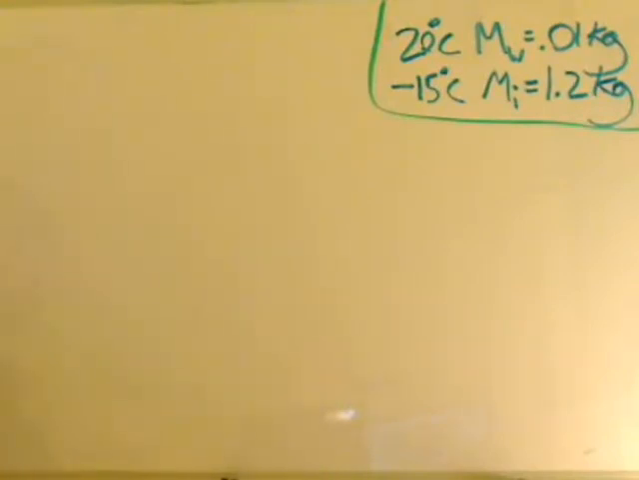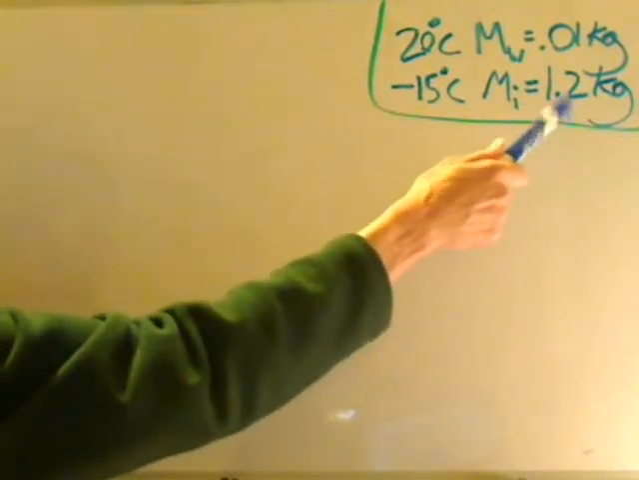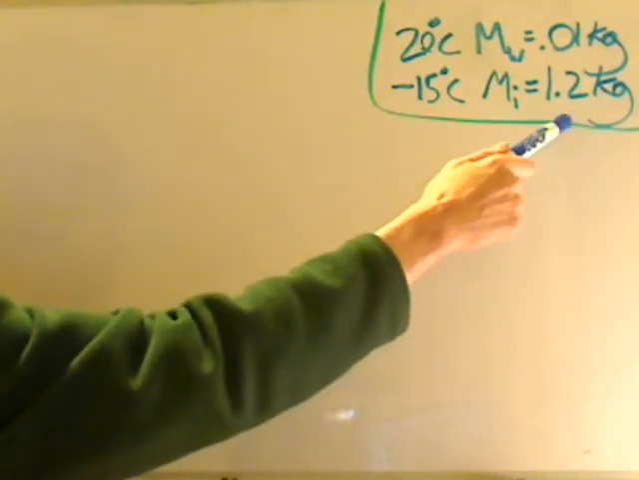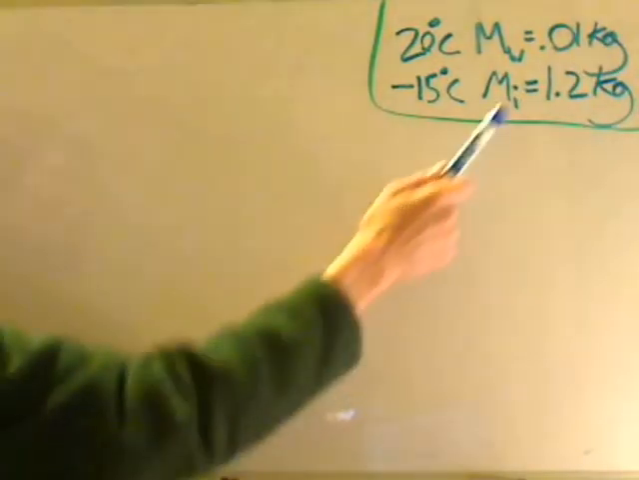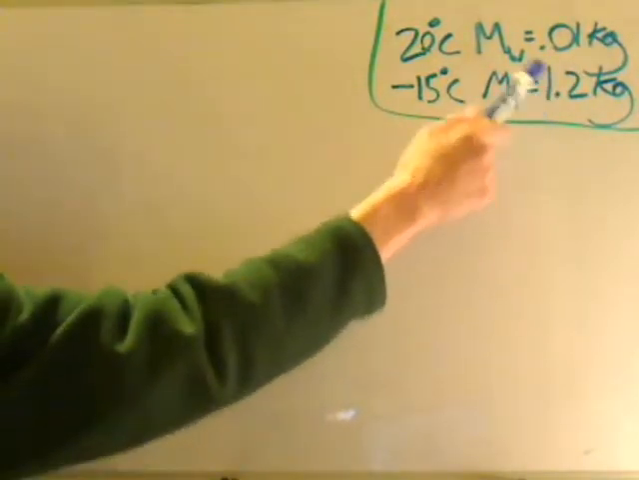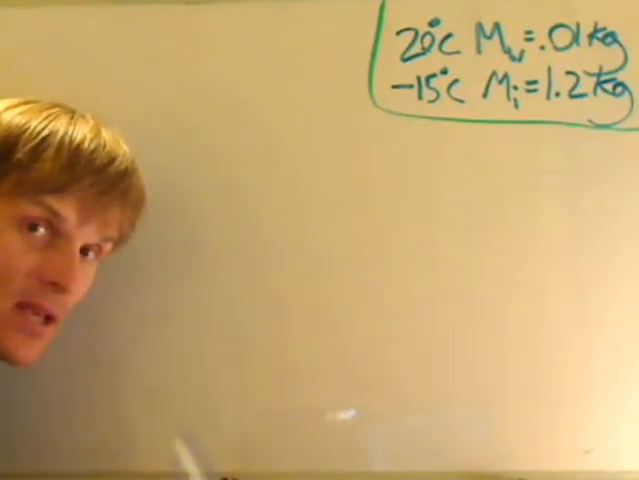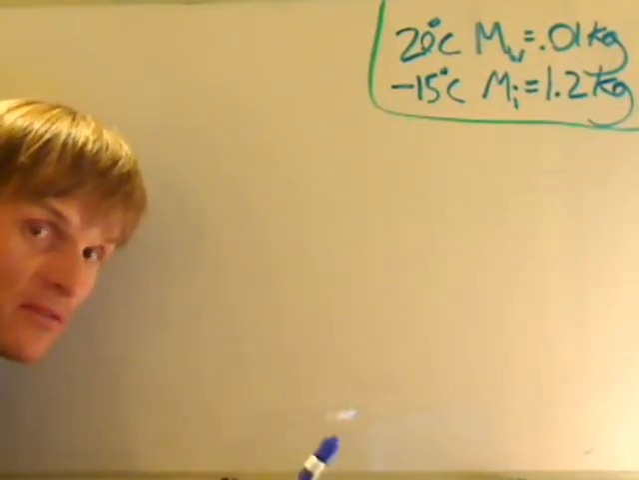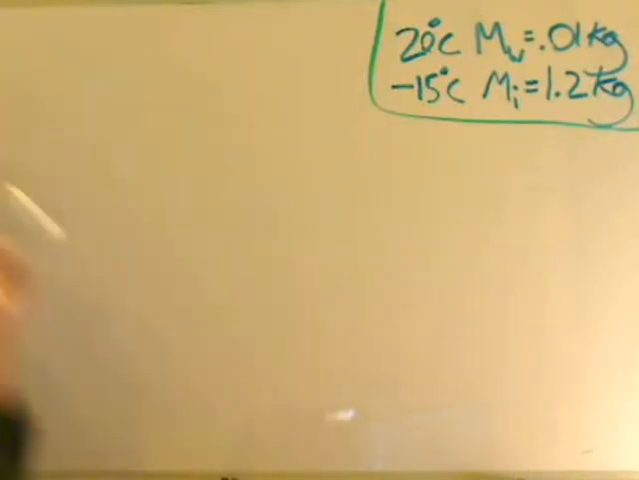Okay, so let's first figure out, is our final sample going to be ice or water? Well, we can probably guess it's going to be ice because we have 1.2 kilograms of ice and only 0.01 kilograms of water, so 120 times more ice than water. So we can reasonably assume that we're probably going to have ice. But let's go ahead and show that in fact we do end up with ice in the end of this problem.